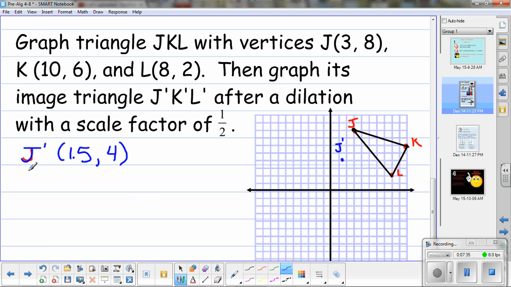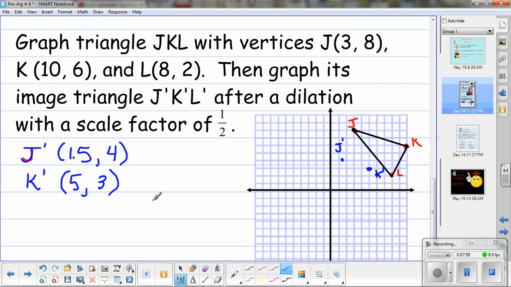Next we have K. K prime is going to be 10 times 1/2, or half of 10, which is 5, and then half of 6, which is 3. So I'm going to plot 5, 3. I'm going to go to the right 5 and up 3. And I'm going to label that one K prime.